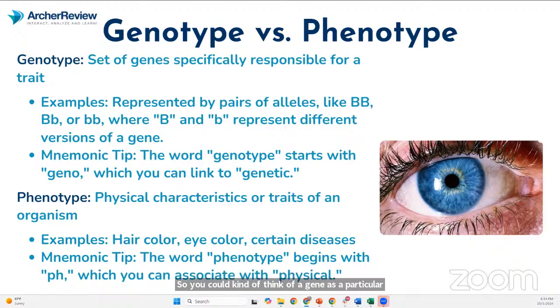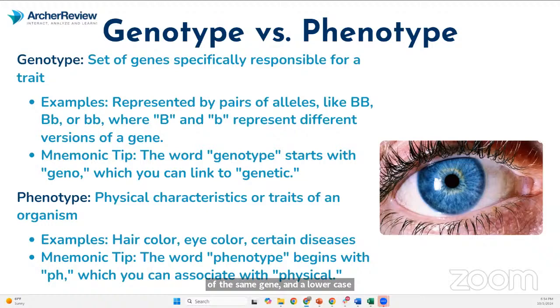All right, getting to genotype versus phenotype. These all lean on Mendel's law that we just talked about. A genotype is the specific genes that are responsible for a trait. They're represented by pairs of alleles like big B or little b, where the capital letter represents one version of the gene and a lowercase letter represents a different version of the same gene.